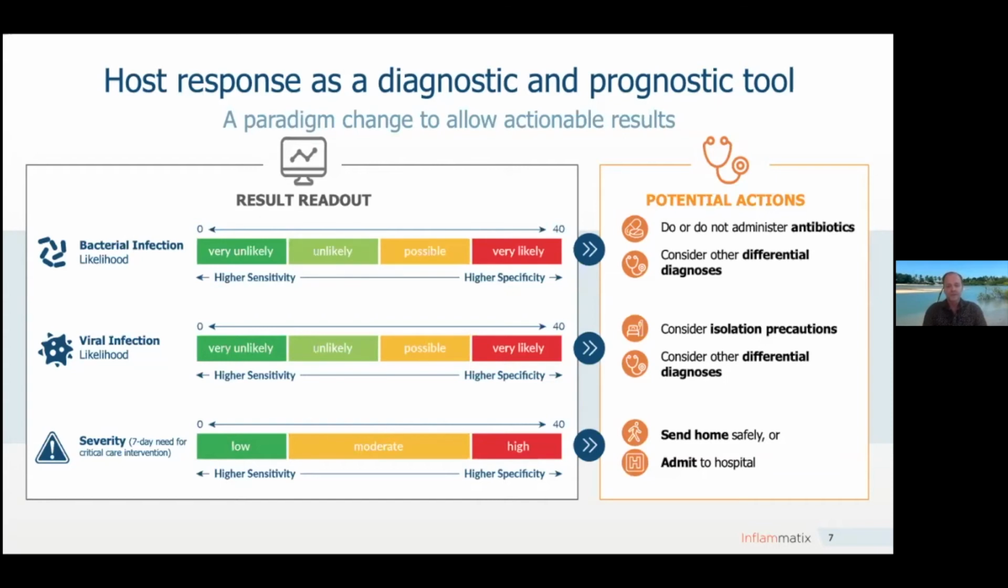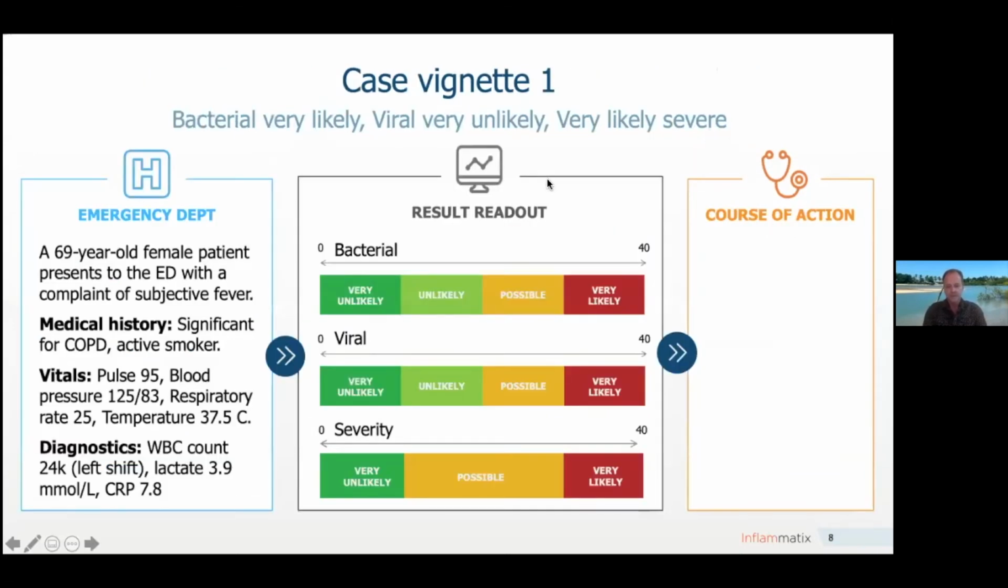So while this result readout is a hypothetical presentation for the ideal host response test, let's look into clinical practice. How could this be used and translated into clinical actions? I will present to you one clinical case, but with 3 separate result readouts that would take different courses of action. So let's look at the case on the left-hand panel.